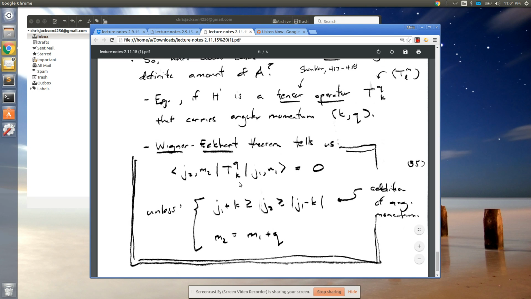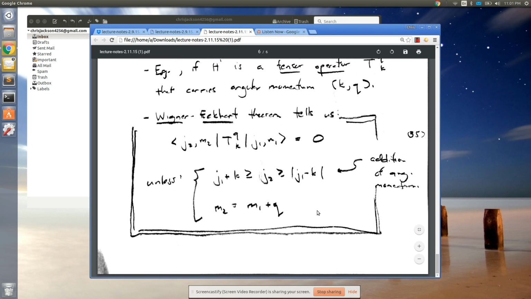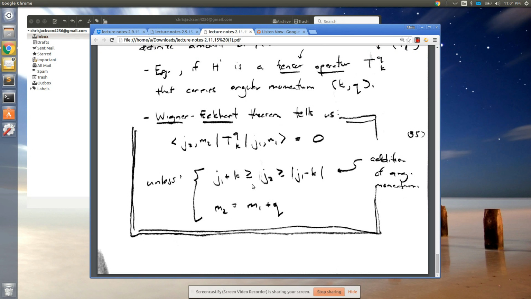And because J here is like a J squared operator or L squared operator, it can take any value between J1 plus K down to J1 minus K. I should have said that from before. It's just the normal addition of angular momentum. So that's maybe one of the most famous types of selection rules, and we'll come back to it a lot as we compute these things in perturbation theory, especially when we get to hydrogen-like atoms.